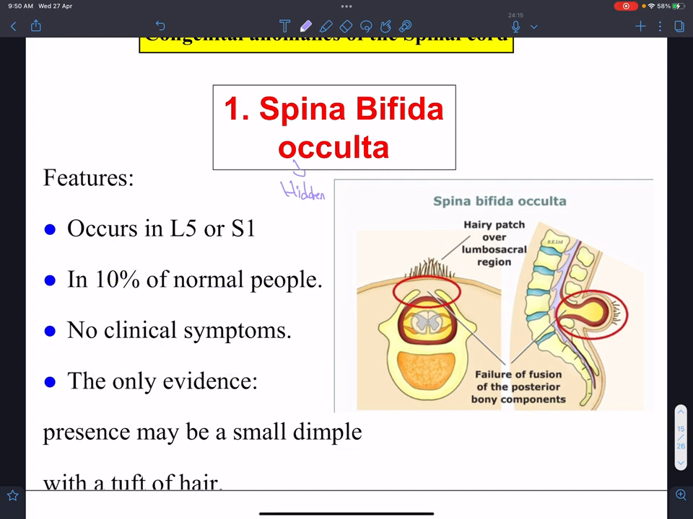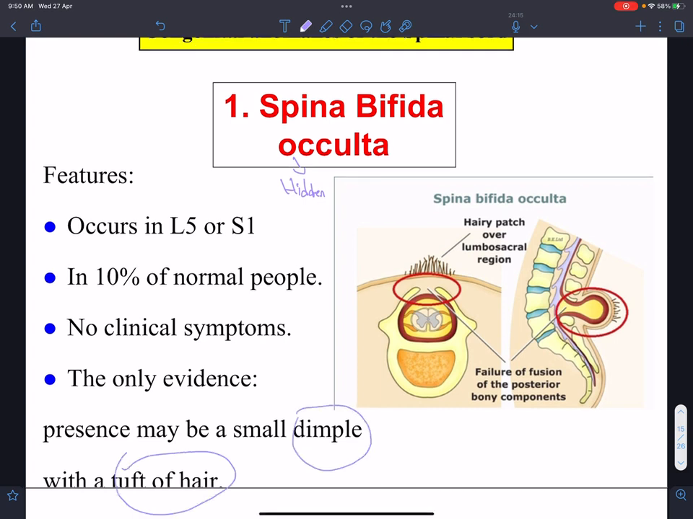Why? Spina bifida occurred, but you can see the opening is small. It's small enough that the contents do not bulge out. So he will not be suffering from any clinical symptoms, but there is evidence you could use to confirm that this is spina bifida occulta. You can diagnose it by the small dimple, meaning depression, with a tuft of hair. So an MCQ may come: a baby with a small dimple with a tuft of hair on his back, L5 or S5, then this is spina bifida occulta, okay?